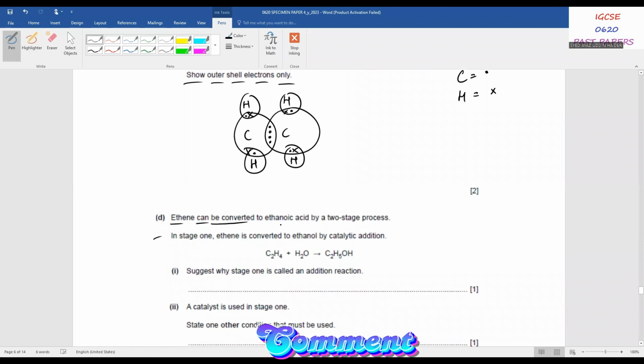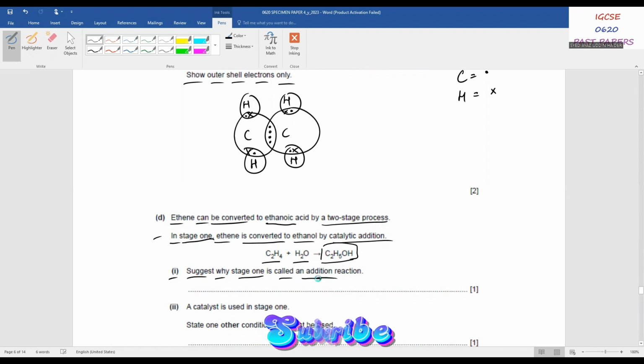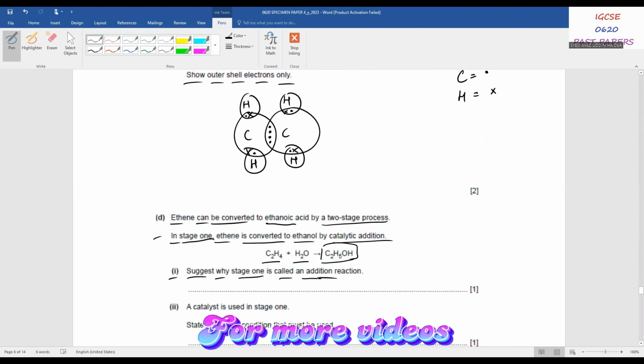Ethene can be converted to ethanoic acid by a 2-stage process. In stage 1, ethene is converted to ethanol by catalytic addition. This is C2H4 plus H2O, and you are getting C2H5OH. You are getting only one product. Number 1, suggest why stage 1 is called an addition reaction. Simple answer: one product formed.